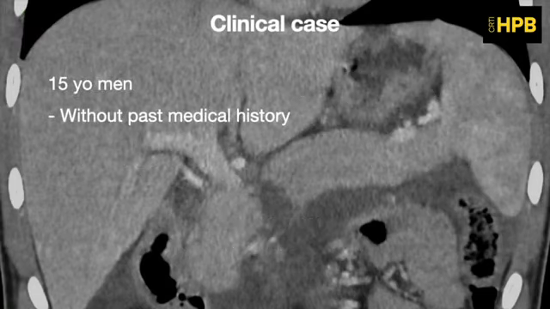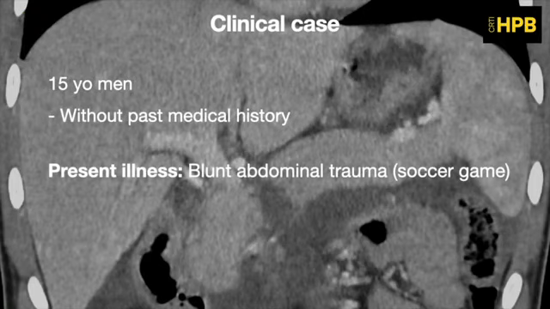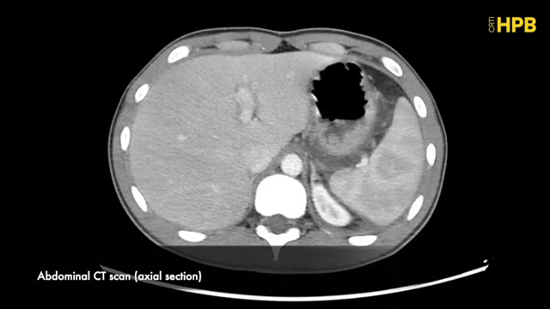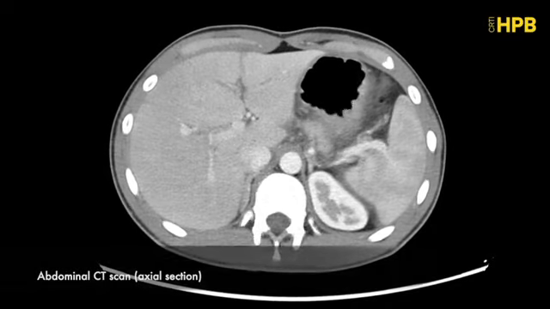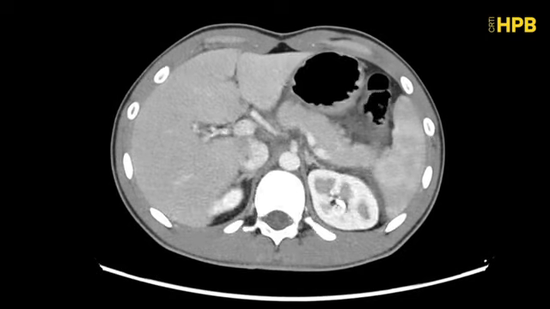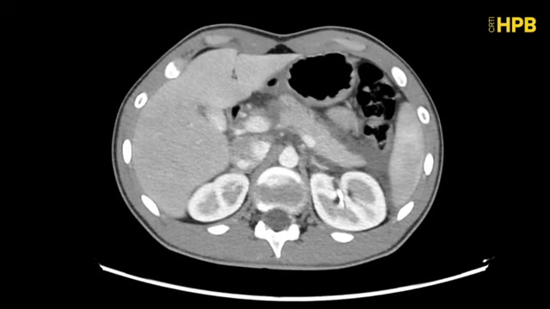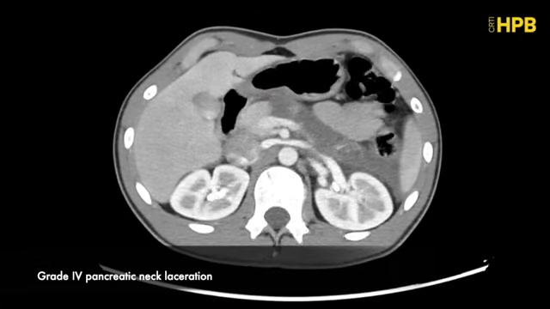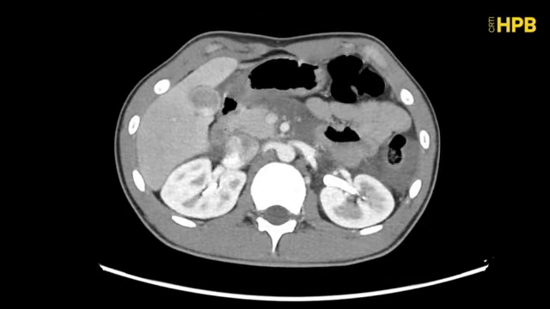It is a 15-year-old man that presented a blunt abdominal trauma. The abdominal CT scan showed a grade 4 pancreatic neck laceration. In the axial section, it can be seen the pancreatic neck laceration marked with a yellow arrow, and also in the coronal section of the CT scan.